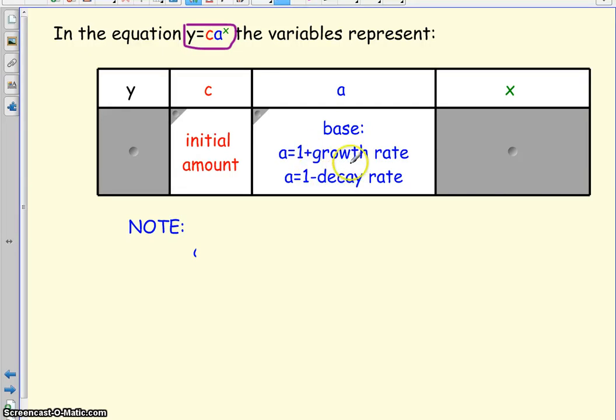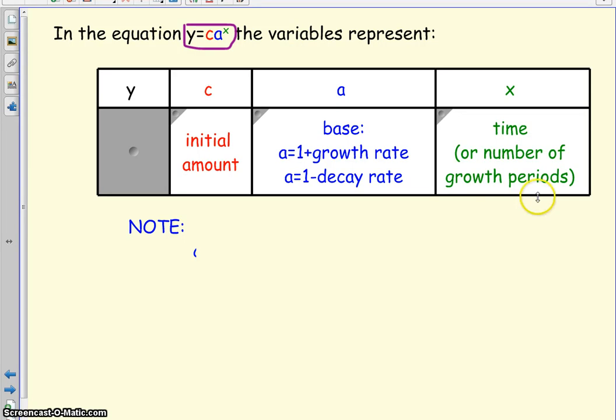If you have a growth rate, like saying it grows by 6%, you have to add that 6% onto a base of 1, so you have a base of 1.06. You can't just say 0.06 is your base if it's growing by 6%, because that would model decay. So you add your growth rate to 1 if it's growing, and you subtract your decay rate from 1 if it's decaying or shrinking. Then you just have your variables x and y. In general, x will be time or number of growth periods, and y will be our final amount, or our amount after a certain given time.